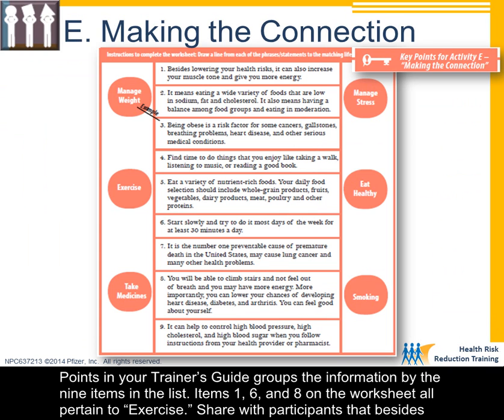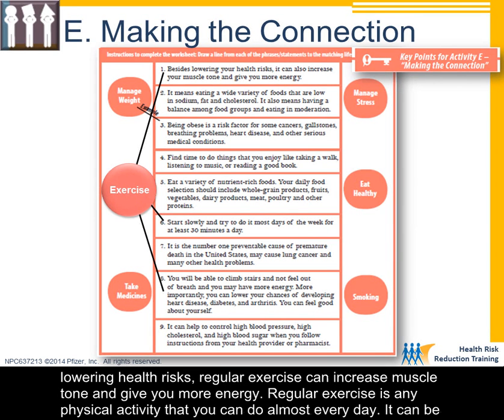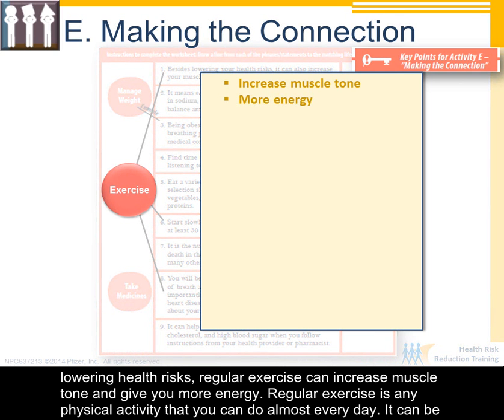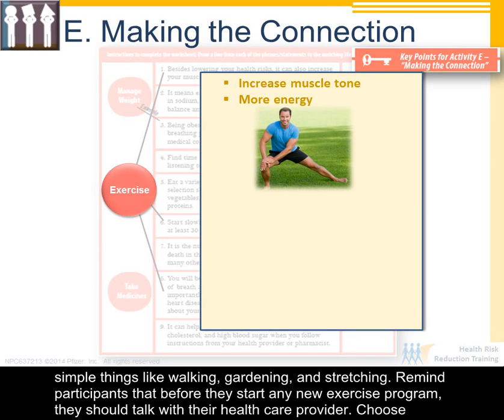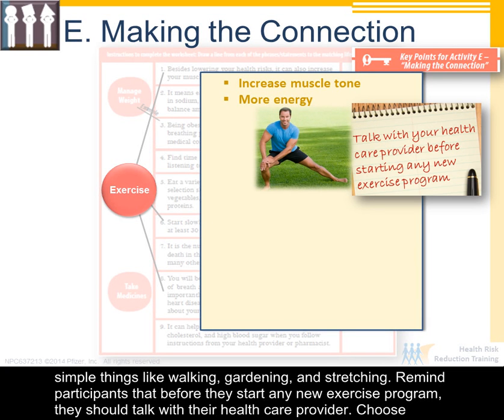The key points in your trainer's guide group the information by the 9 items in the list. Items 1, 6, and 8 on the worksheet all pertain to exercise. Share with participants that besides lowering health risks, regular exercise can increase muscle tone and give you more energy. Regular exercise is any physical activity that you can do almost every day. It can be simple things like walking, gardening, and stretching. Remind participants that before they start any new exercise program, they should talk with their health care provider.